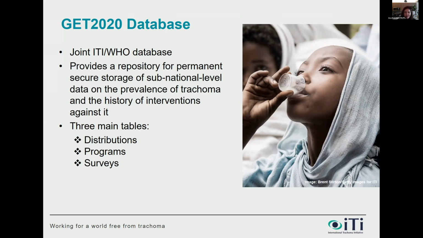The three main tables that house the majority of the data are distributions, programs, and surveys. The distributions table contains district level data on MDAs by program year. The programs table contains district level data on Zithromax requests. And lastly, the surveys table contains broadly the survey history for each district in the database.